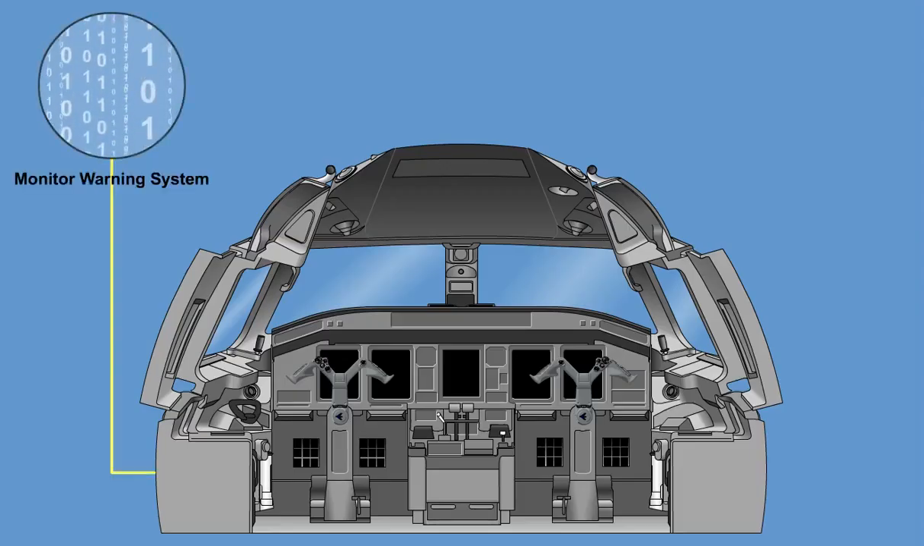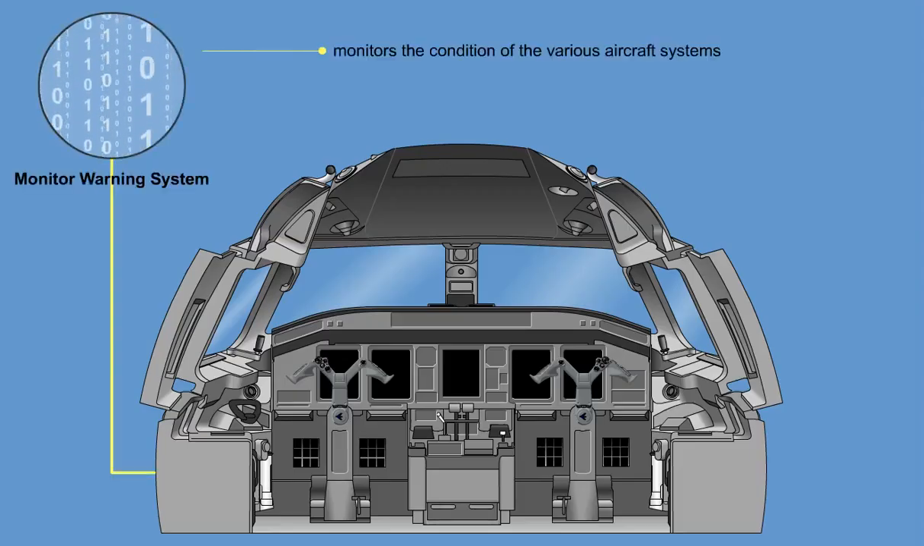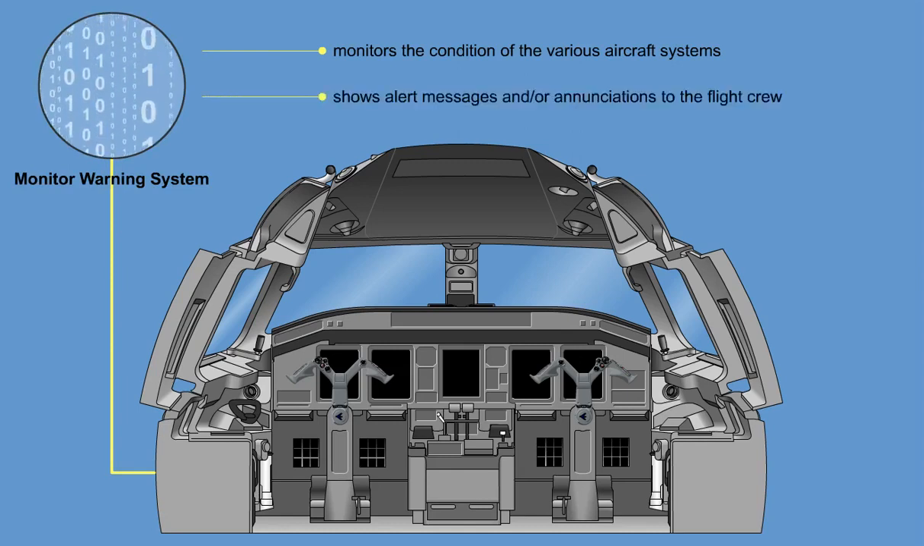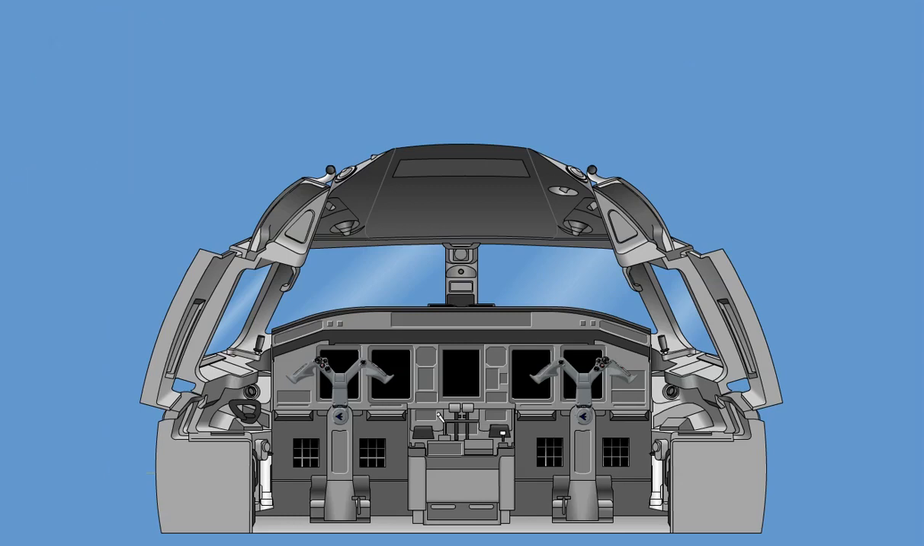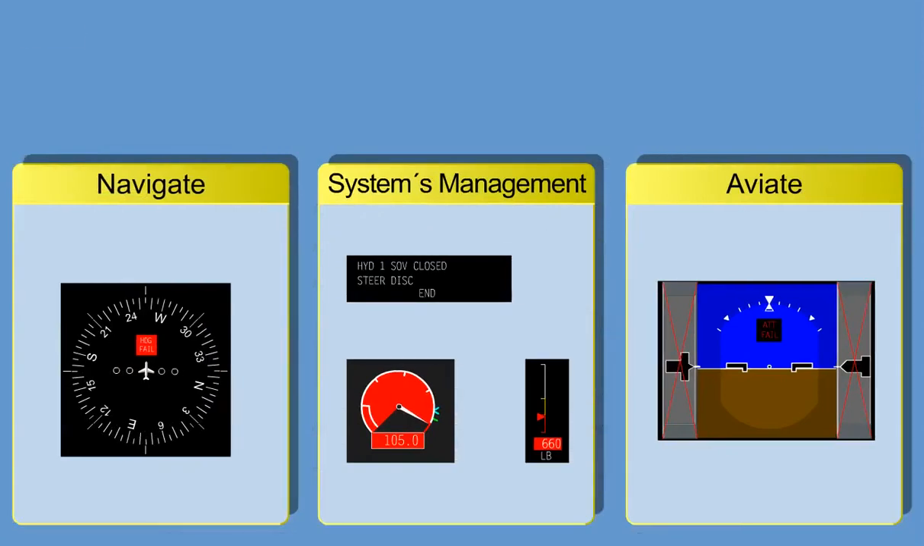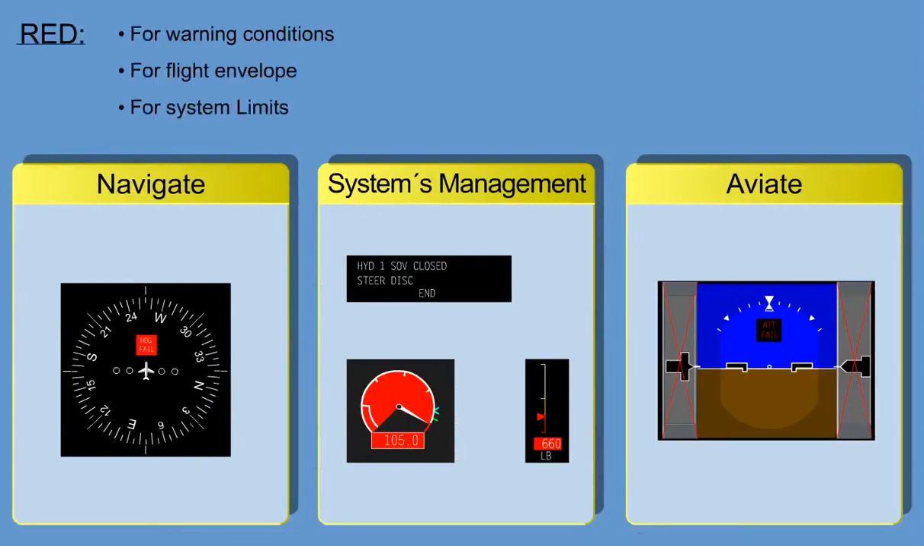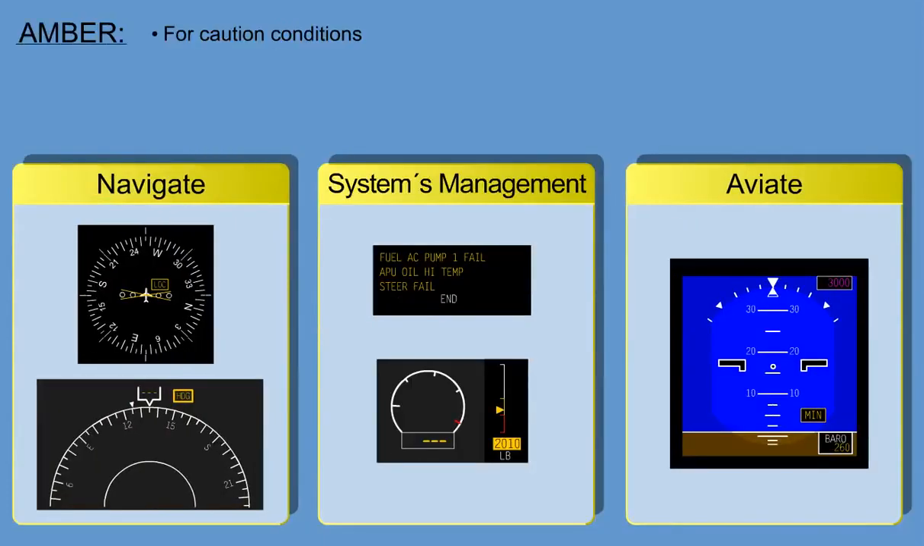The aircraft monitor warning system continuously monitors the condition of the various aircraft systems and shows alert messages and/or annunciations to the flight crew to inform the crew about the current system operation status. The color philosophy used to inform the flight crew is as follows. Red for warning conditions, flight envelope, and system limits. Amber for caution conditions, unavailable or invalid data, and miscompare annunciations.